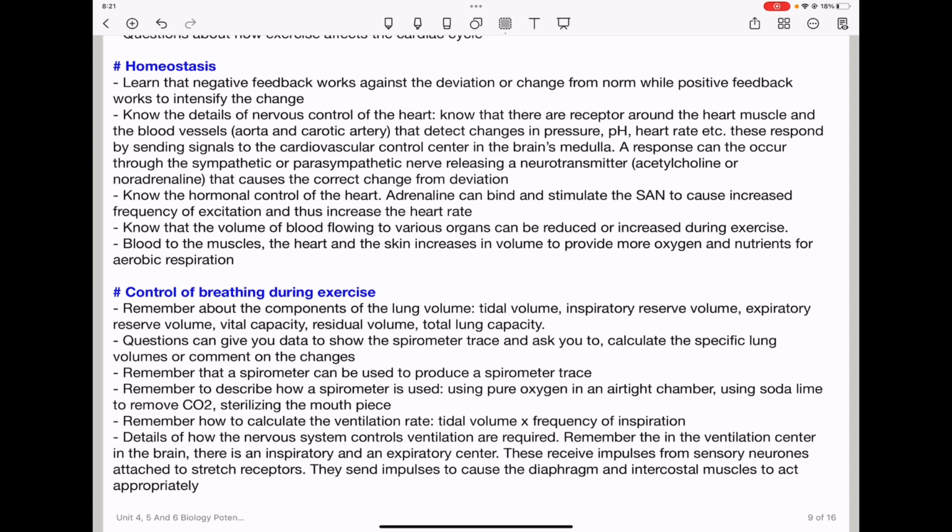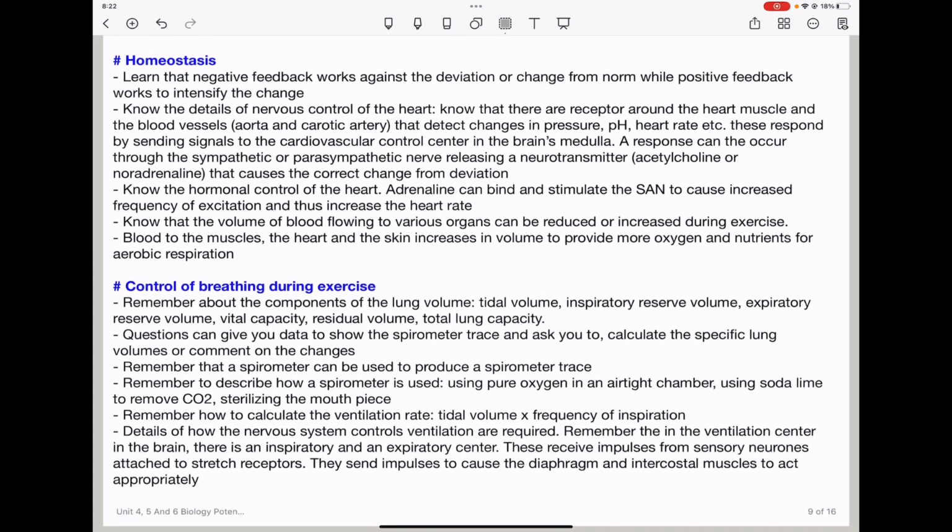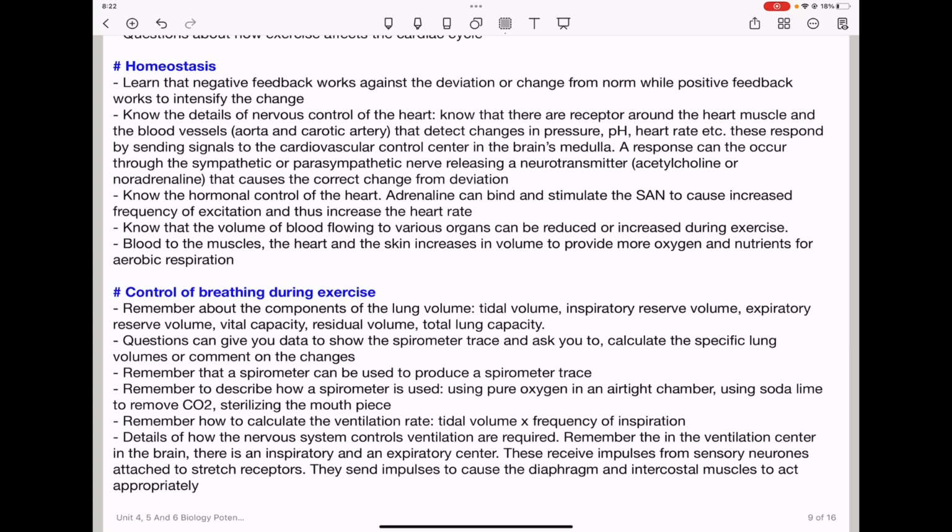When we go to control of breathing during exercise, you need to remember about the components of the lung volume, like tidal volume, inspiratory reserve volume, expiratory reserve volume, vital capacity, residual volume, and total lung capacity. Questions can give you data to show the spirometer trace and ask you to calculate specific lung volumes or comment on the changes. You need to remember that a spirometer can be used to produce a spirometer trace, and also remember to describe how a spirometer is used.